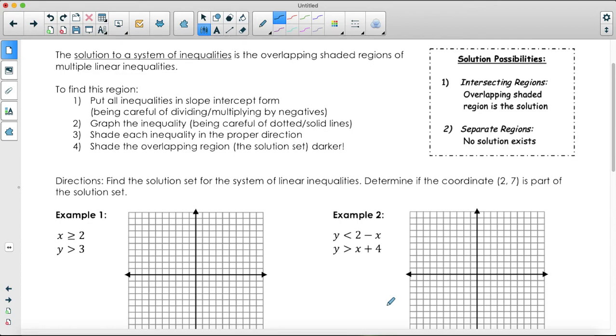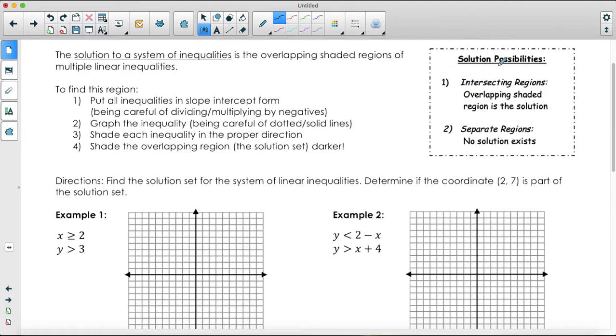This video is on solving systems of linear inequalities. We solve systems of linear inequalities by graphing. So the solution to a system of inequalities is the overlapping shaded regions of multiple linear inequalities.